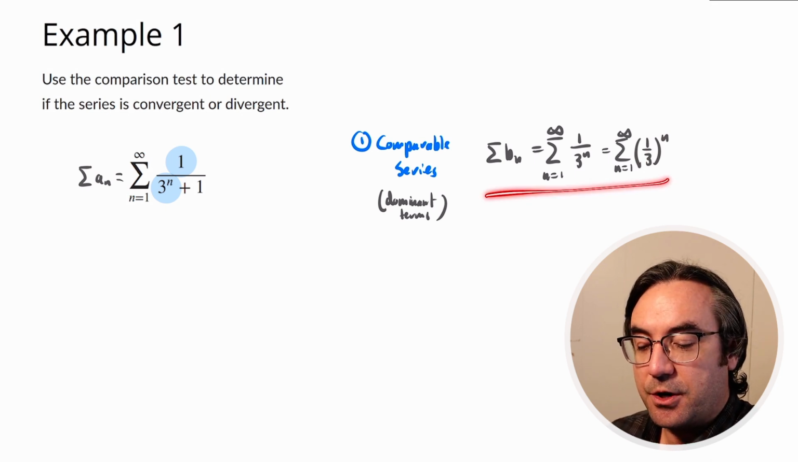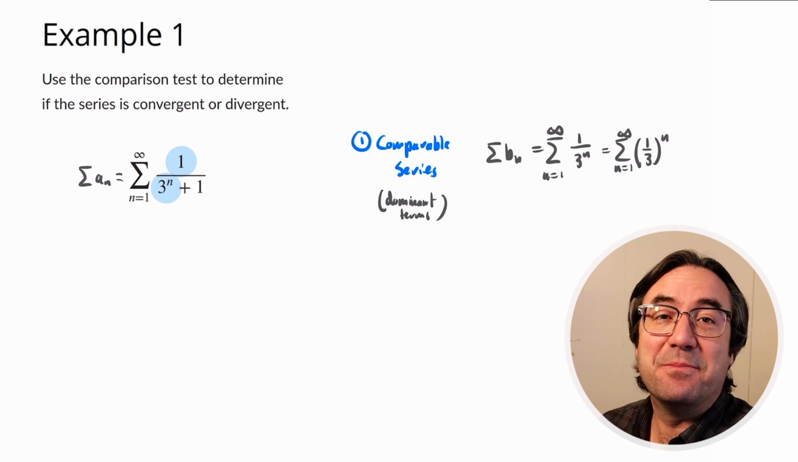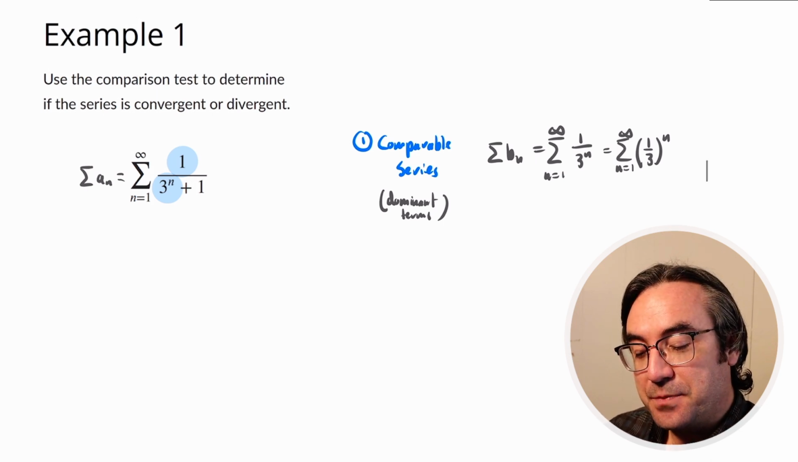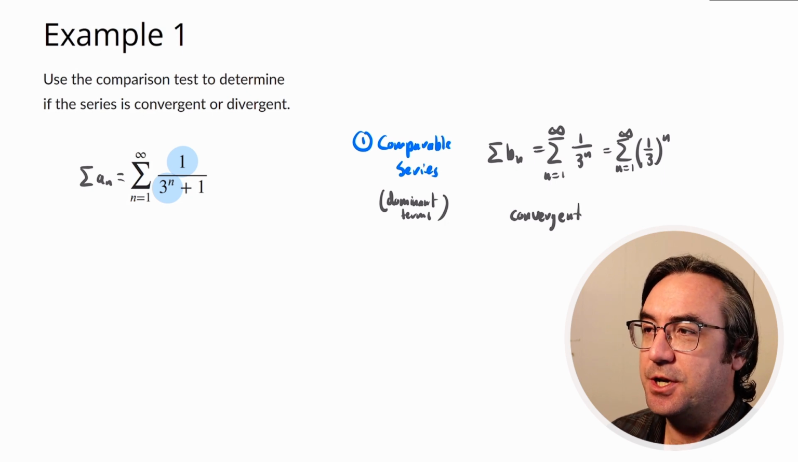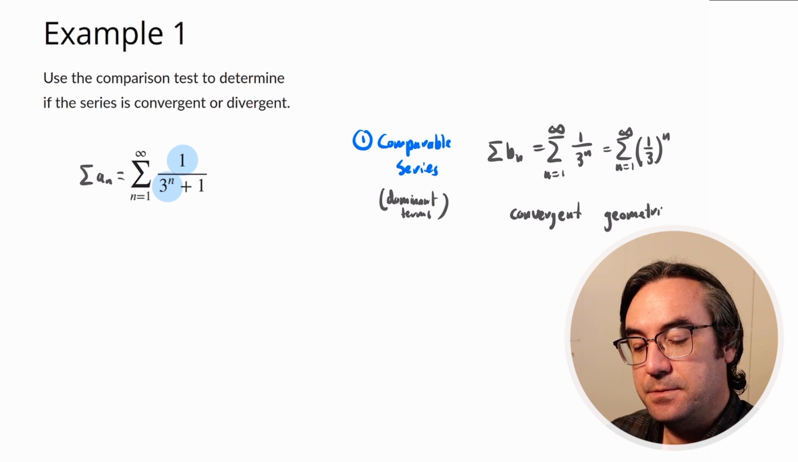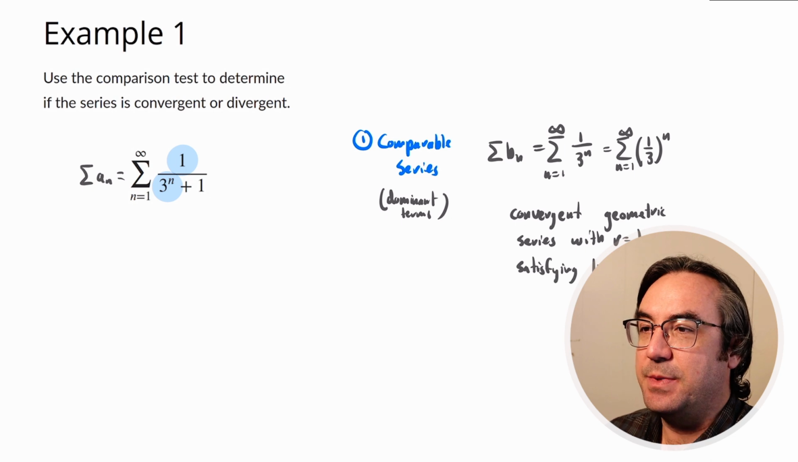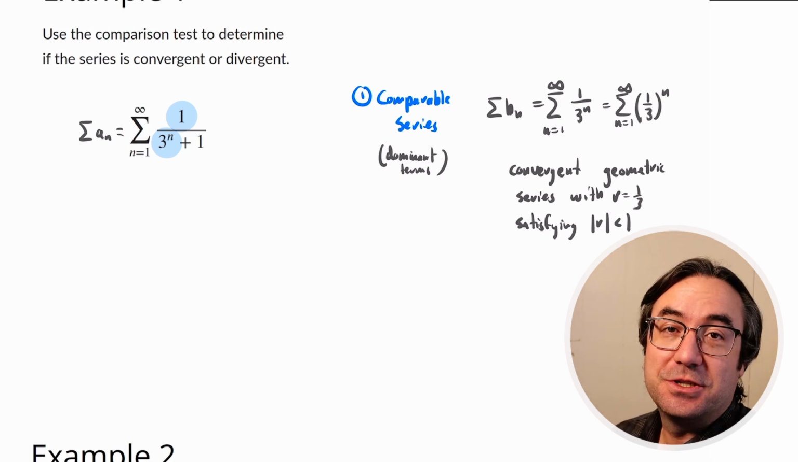So once we've figured out our comparable series, we want to explain if it's convergent or divergent. That's the important thing here. So what do we see? Well, it's convergent, and let's go through our usual explanation. This is going to be a convergent geometric series. Let's state the r value. The r value in this case is 1 over 3. And then let's state the necessary inequality: the absolute value of r has to be less than 1 for a convergent geometric series.